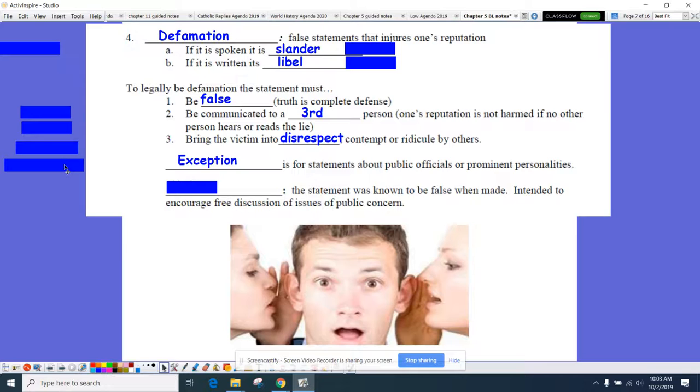The exception to this might be our politicians. Anyone who is a public official is probably going to get their name dragged around a little bit. That's part of politics. But even prominent personalities and celebrities are kind of open because of the type of occupation that they have. Along with that, there's an issue of malice. The statements being spoken or written were known to be false when they were made, but they were intended to encourage people to freely discuss certain issues. So if a politician accuses his fellow lawmakers of being racist, he may not necessarily have meant that one person was, but he might have been saying that to get a dialogue going. It's kind of dicey, but it does happen.